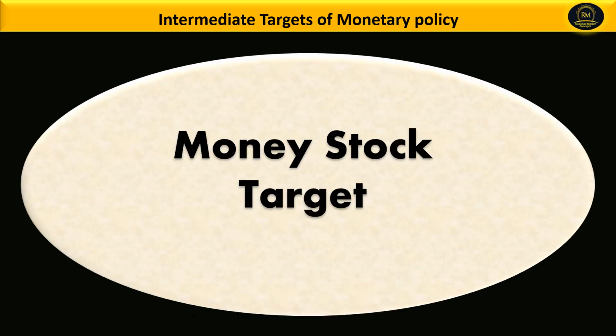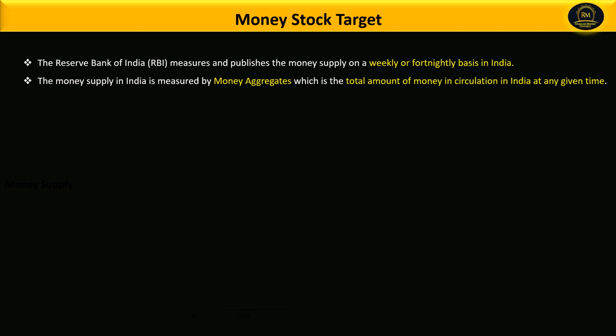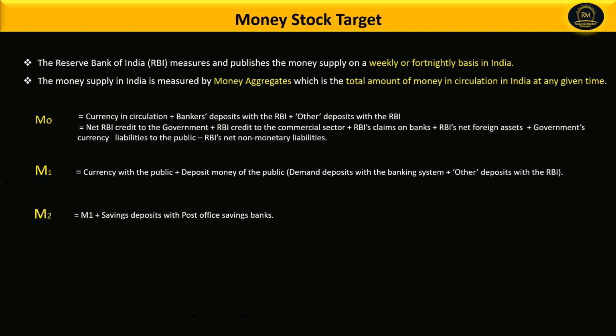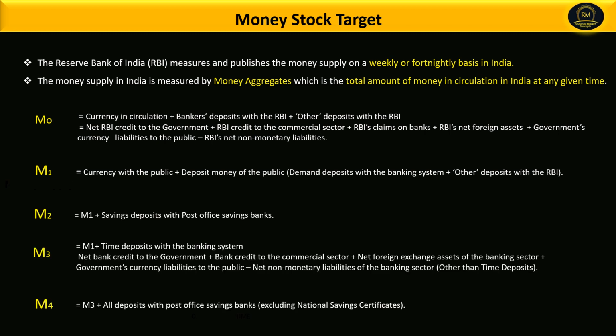Now let us try to understand the money stock target with the help of the figure and cases for and against the money stock target. If we talk about money supply as an intermediate target, we all know that the Central Bank of India, that is the Reserve Bank of India, measures and publishes the money supply on weekly and fortnightly basis. It measures the monetary aggregates, which is the total amount of money in circulation in India at any given time. These monetary aggregates include M0, M1, M2, M3 and M4.